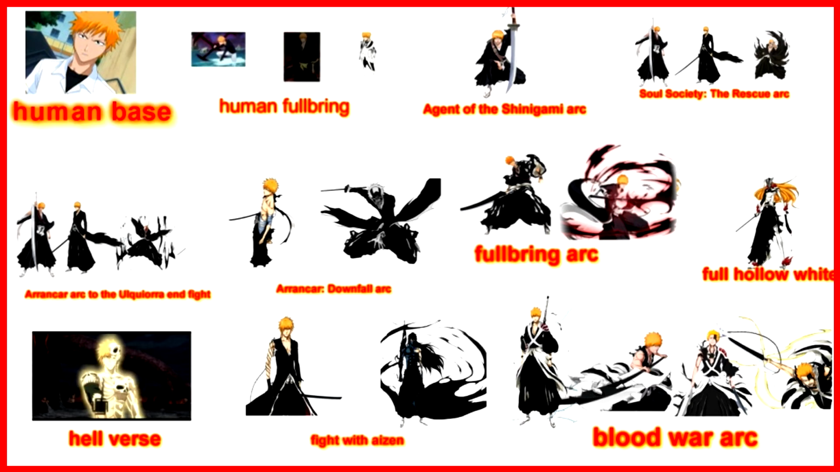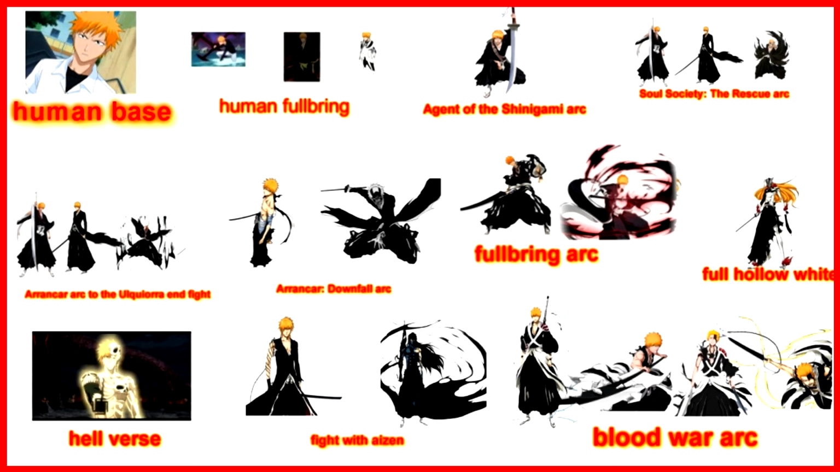And at the beginning you have human base Ichigo, which is obvious, and then you have his Fullbring forms. This is when Ichigo was trying to get his powers back in the Fullbring arc, and then you've got Agent of the Shinigami arc, where Ichigo only uses his sword's base form, and then there's Soul Society Ichigo, where he has his Shikai, Bankai, and then he has his mask, and then there's the Arrancar arc, where he has his Shikai, Bankai, and his now controlled mask, and then there was the Arrancar Downfall, where Ichigo has his Bankai and his controlled mask.